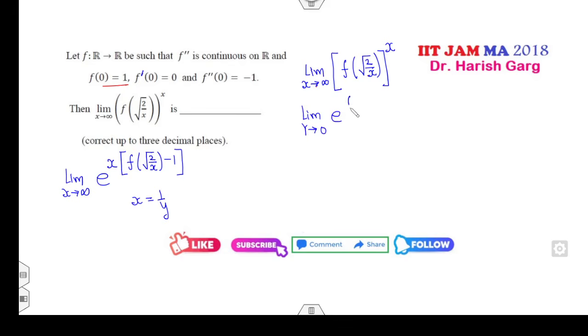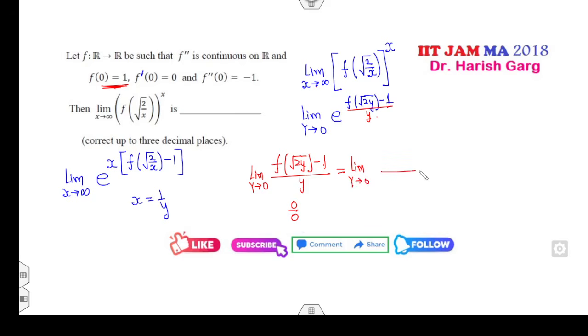So this becomes e raised to power limit of [f(√2 y) minus 1] divided by y, as y approaches 0. I am taking just this limit separately. When you take y as 0, f(0) is 1, and 1 minus 1 is 0. It's a 0 by 0 form, so I can apply L'Hopital's rule.